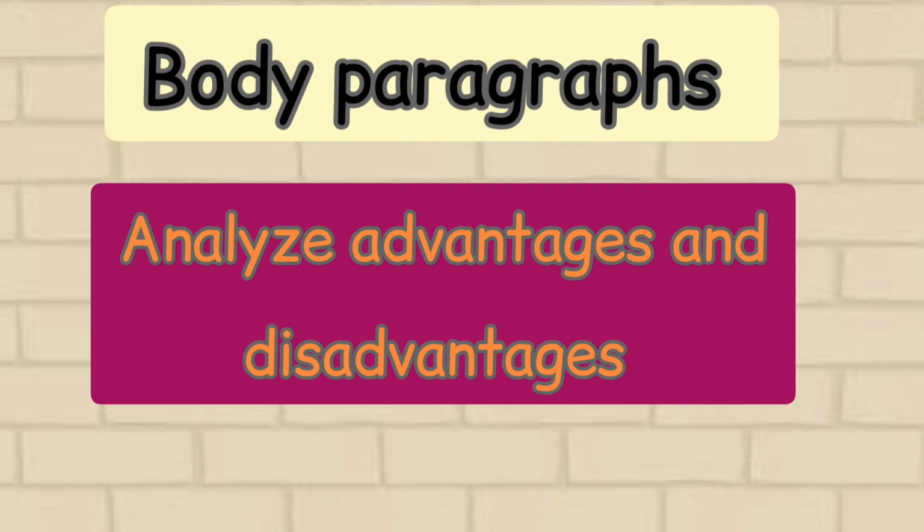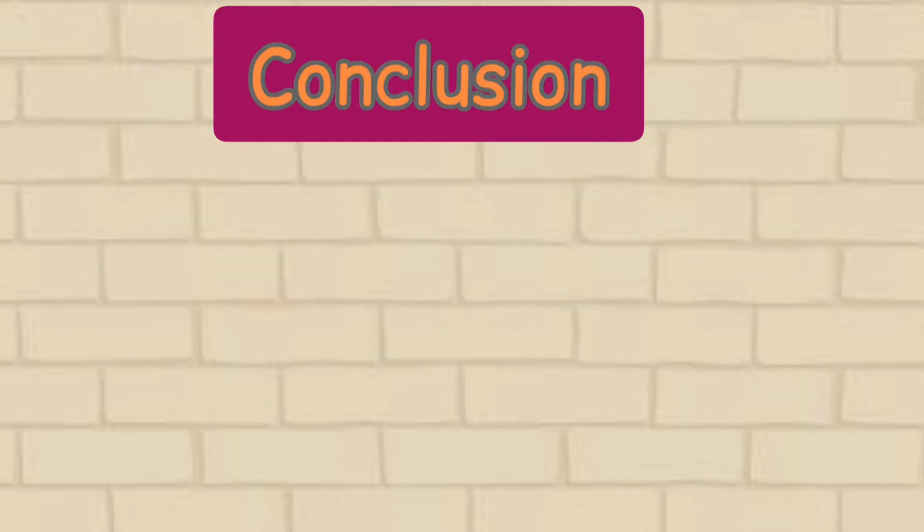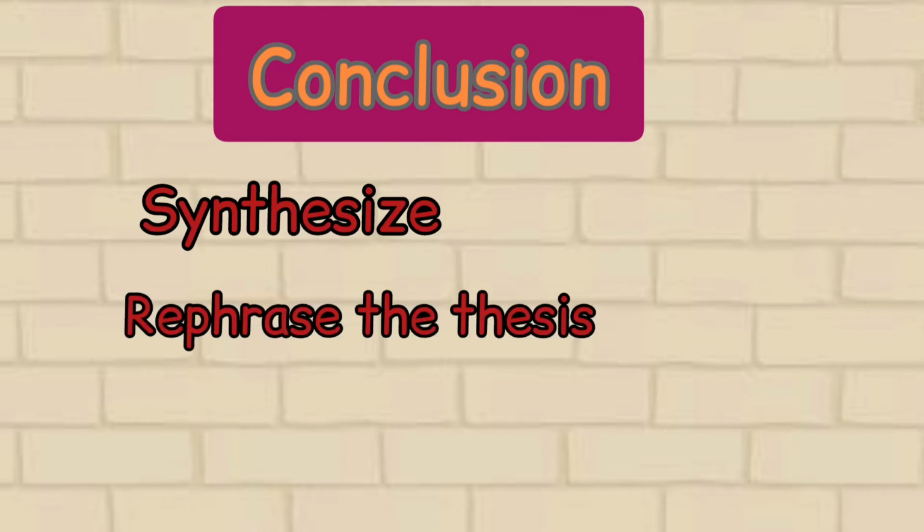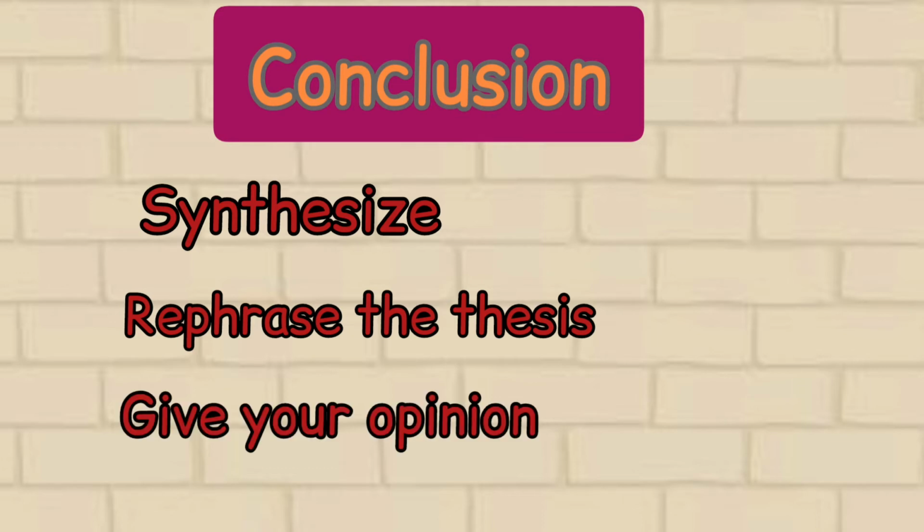In the body paragraphs, you are going to analyze the advantages and disadvantages. The order may change according to the conclusion. I am going to explain this in a few seconds. And in the conclusion, you have to synthesize, rephrase the thesis, but give your opinion. Relate the closing statement to the opening statement. Remember that in the conclusion, in this type of essay, you are going to give your opinion according to what you analyzed in the body paragraphs.